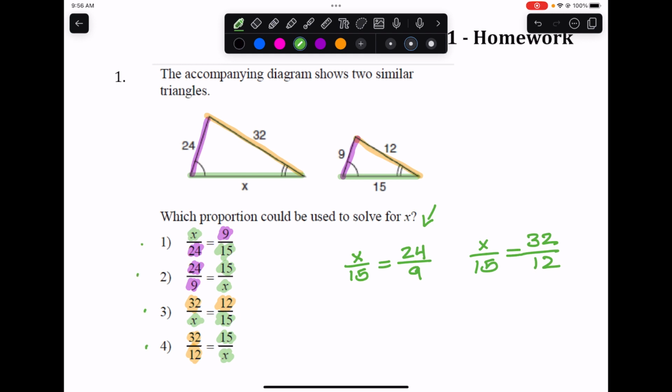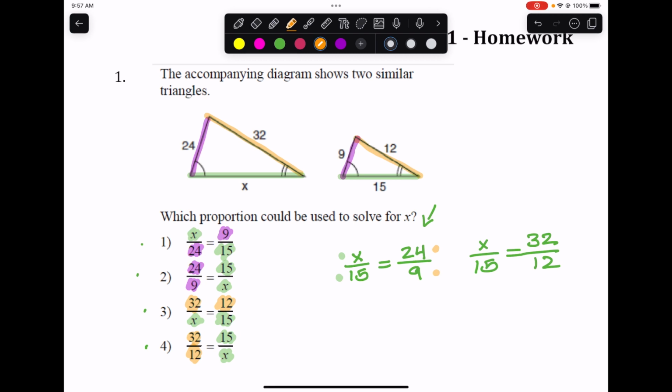Or we could also look at it in a different way where if the ratios, right, of here we're doing same color to same color, same color to same color, right?